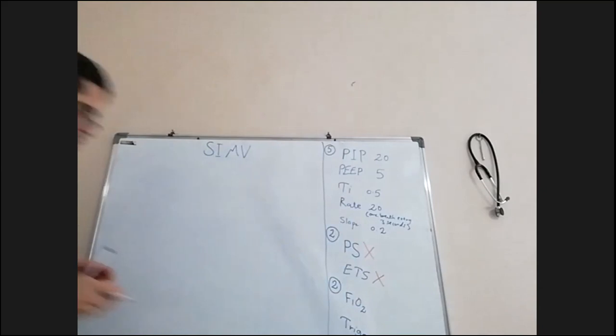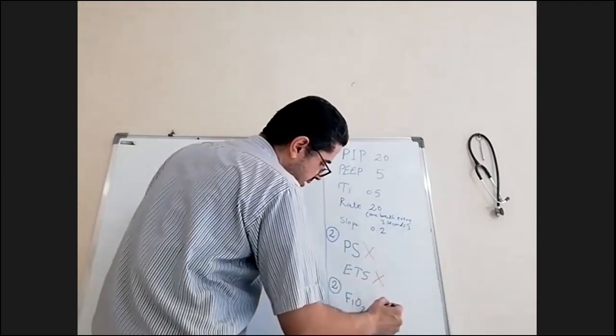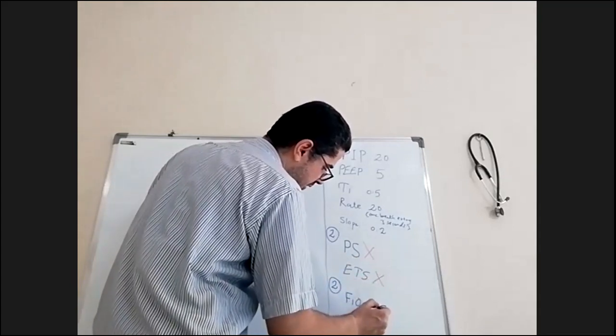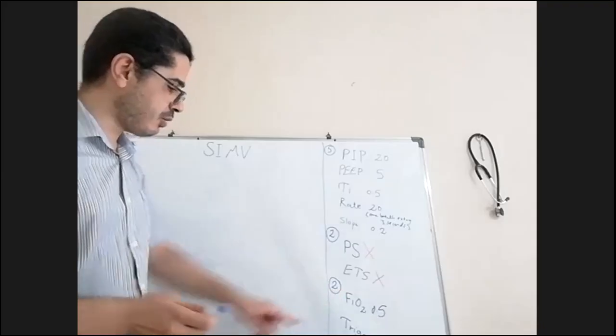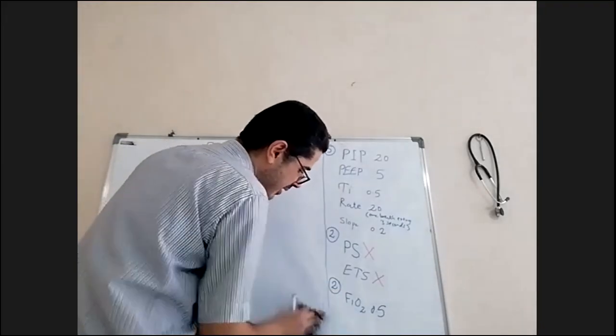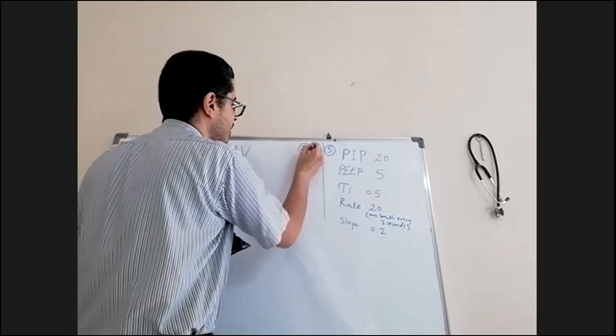FiO2 is always there. Let's assume it is 50%, which means 0.5. Dr. Ismail, we cannot see the bottom part of the whiteboard. I see. Can you see the ETS? We can only see up to FiO2. Okay, fine. So 5, 2 and 2.